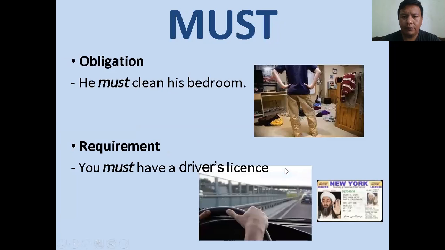Okay, continue. So we have the other modal verb, must. Remember the correct pronunciation. Must. Must. How are we going to use must? Remember that must means in Spanish deber.